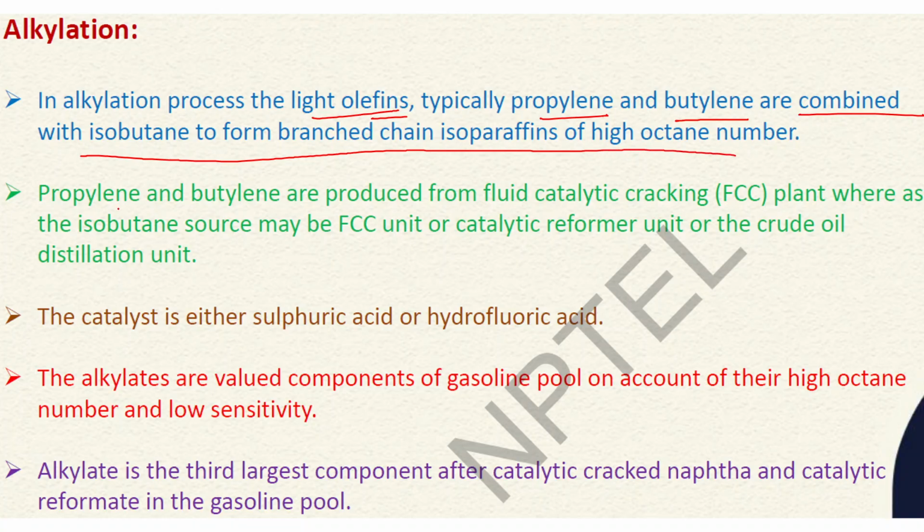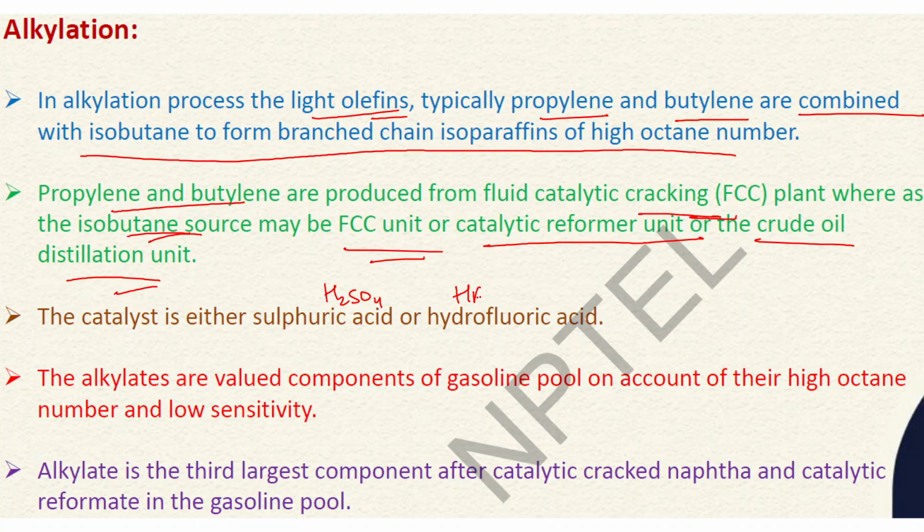Okay. So propylene and butylene, these two we get from the FCC unit. For the reaction, where do we get this propylene, butylene, and isobutane? Propylene and butylene we get from the FCC unit, and isobutane we can also get from the FCC unit, the catalytic reformer unit, or the crude oil distillation unit. The catalyst used here is H2SO4, sulfuric acid, or hydrofluoric acid, and the alkylates are valued components of gasoline on account of their high octane number and low sensitivity.